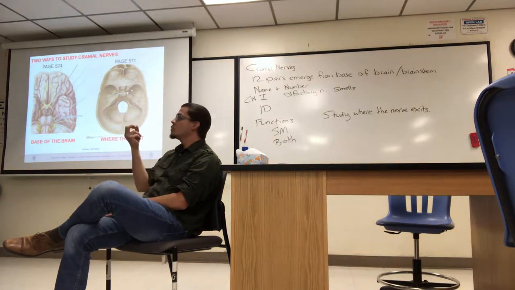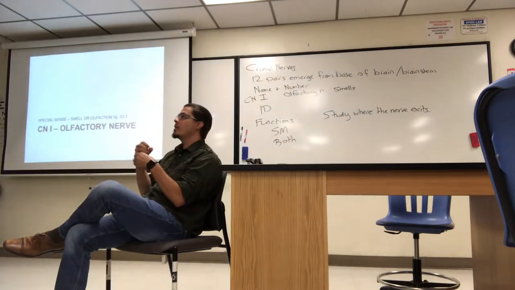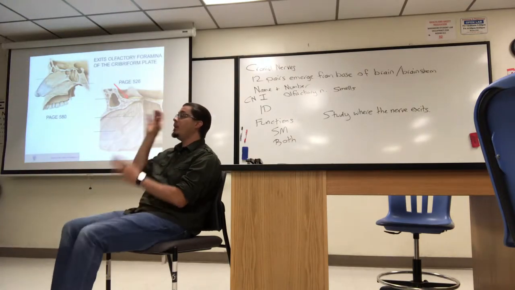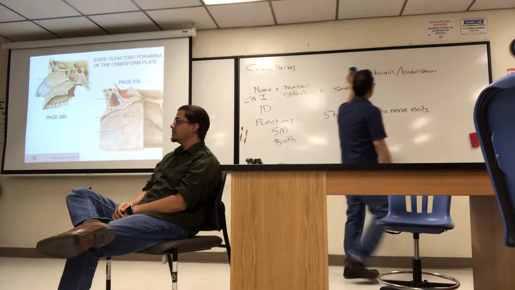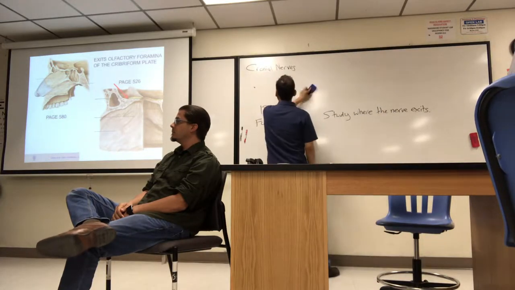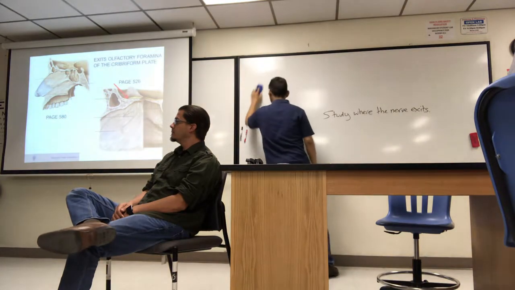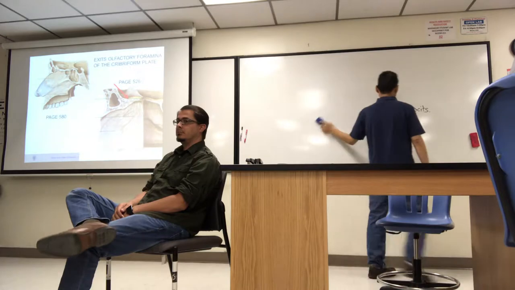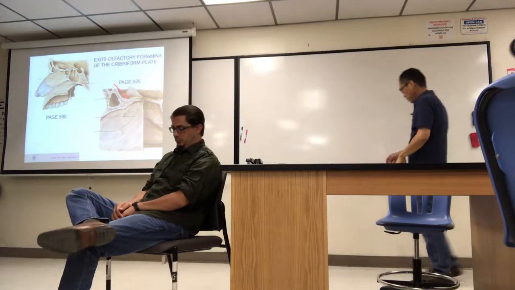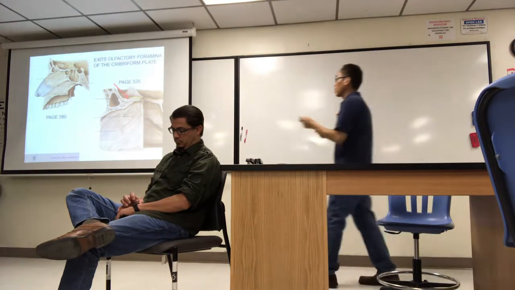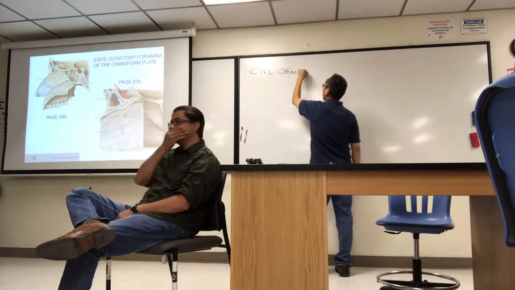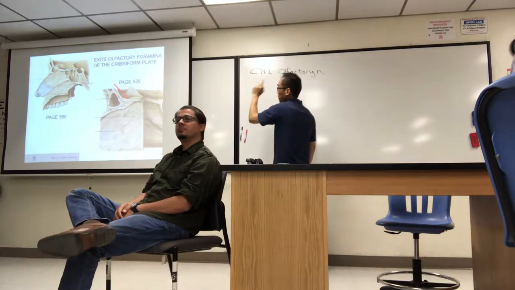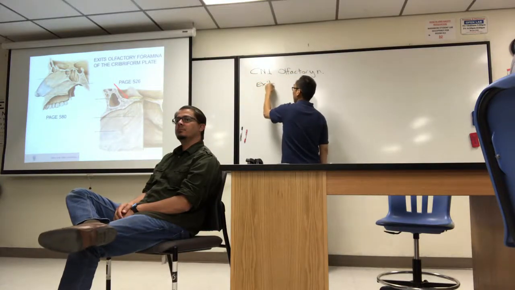So 12 cranial nerves, I used to always start with number 1. And here's a picture of where they exit. So it exits the olfactory foramina in the cribriform plate.